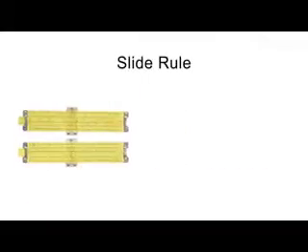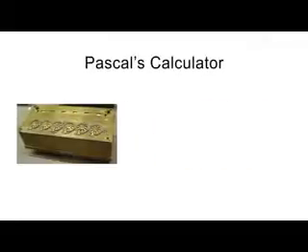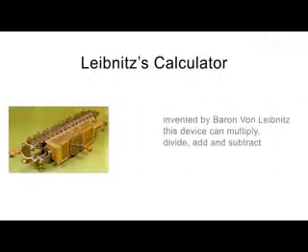Slide rule. Napier's invention led directly to slide rule. This allows rapid multiplication and division of numbers. Pascal's calculator. This is the first mechanical calculating machine invented by Blaise Pascal. It is used for addition and subtraction of up to 8 numbers. Leibniz calculator. Invented by Baron von Leibniz. This device can multiply, divide, add, and subtract.